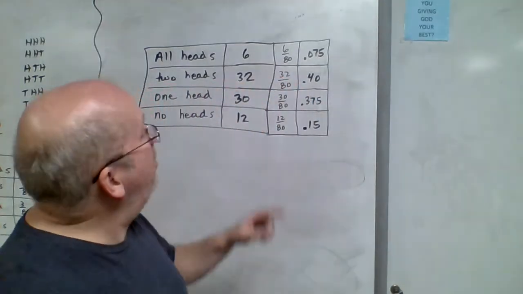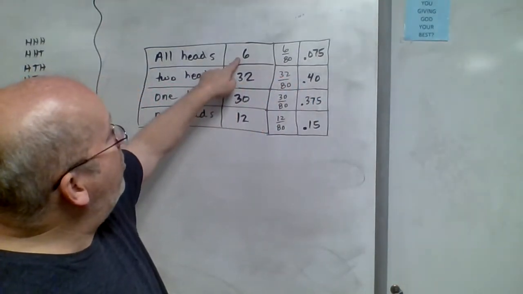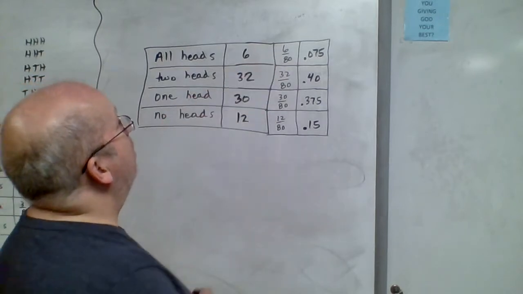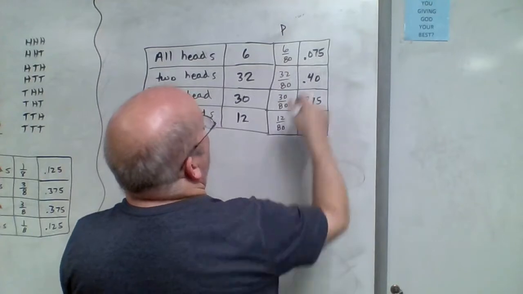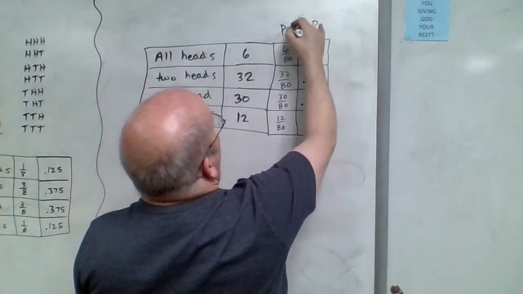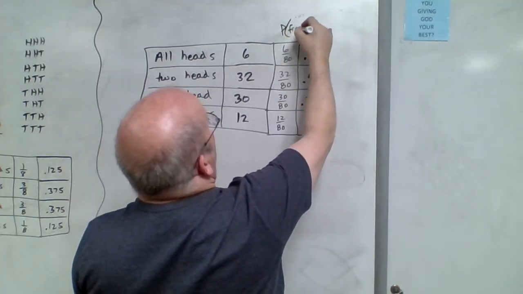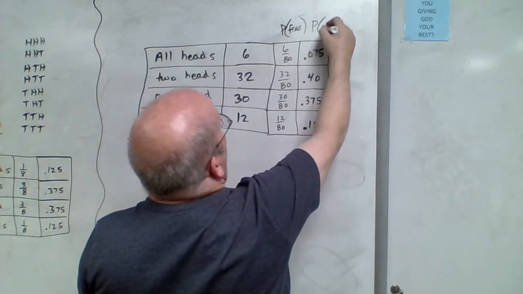Now, notice what I did. I changed the numbers into probabilities. A probability here in fraction form, and then the probability also in decimal form.